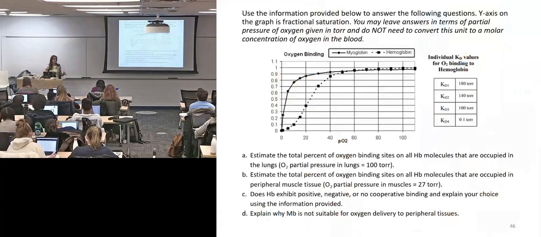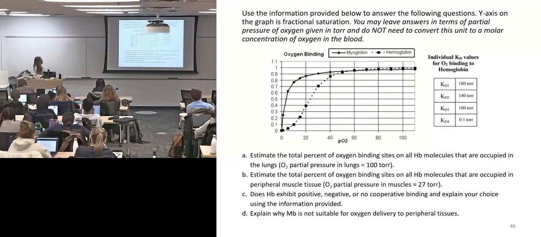So with that, this is an actual exam question that I wrote for fall 18. So I'm not going to give it to you again, but I'd like you to take a couple minutes and talk about this with the people around you. Okay, so it says, use the information provided below to answer the following questions. The y-axis on this graph is fractional saturation, or F. Okay, the x-axis is partial pressure of oxygen in torr. 1 torr is 1 millimeter of mercury. Doesn't matter, I'm not asking you to convert any units. Okay. Leave your answers in terms of partial pressure of oxygen given in torr.